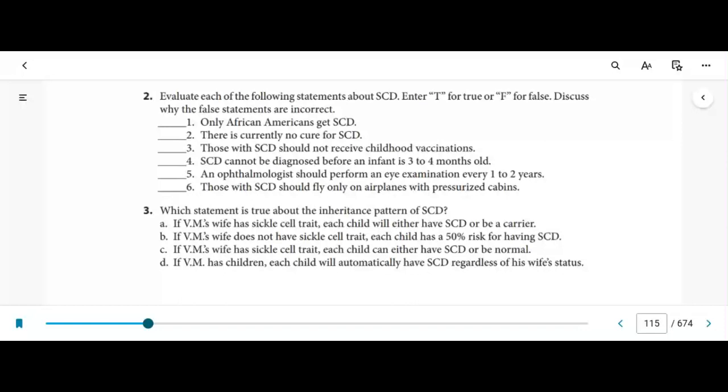And then 6, those with sickle cell disease should fly only in airplanes with pressurized cabins. So you got to think about oxygenation, right? You don't want to decrease the level of O2 in the air with people with sickle cell disease because that can trigger sickling, okay? So that is true. Okay, we're going to skip number 3.